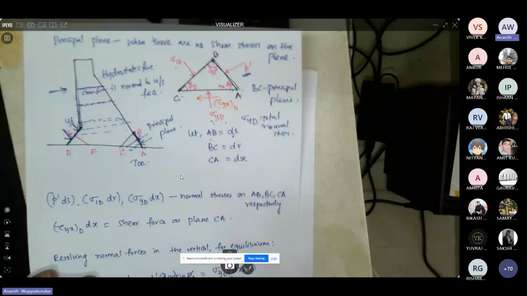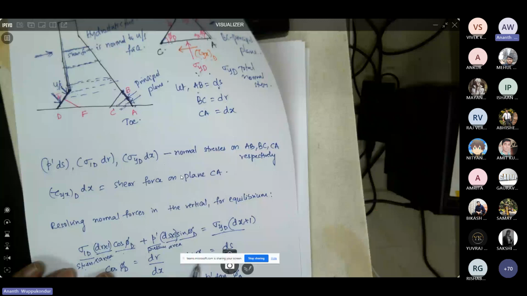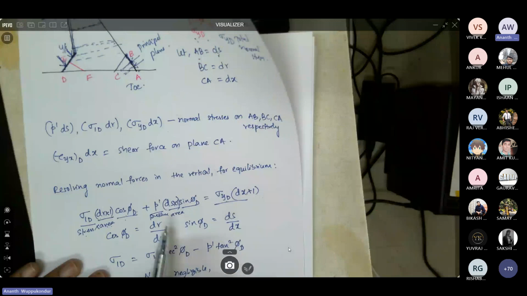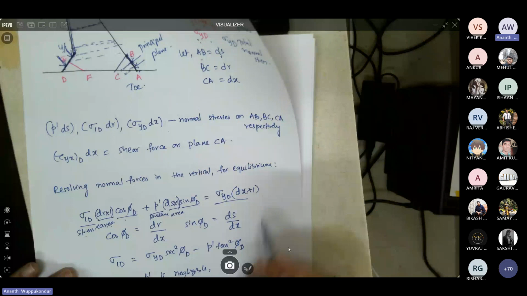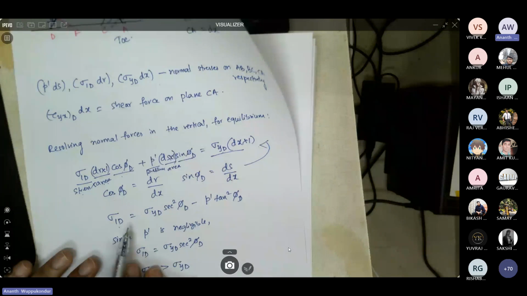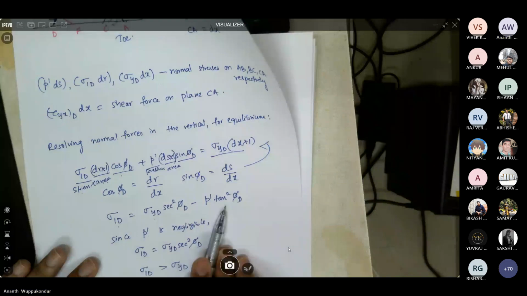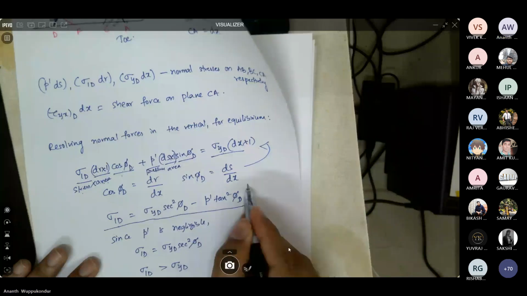Now within this right angle triangle, you can also get the relation of cos phi and sine phi. So cos phi is dr by dx and sine phi is ds by dx. So if you substitute this here, then you can simplify the equation to get sigma 1d. So sigma 1d would be sigma yd secant square phi d minus p1 tan square phi d. So this is the principal stress acting at the toe.